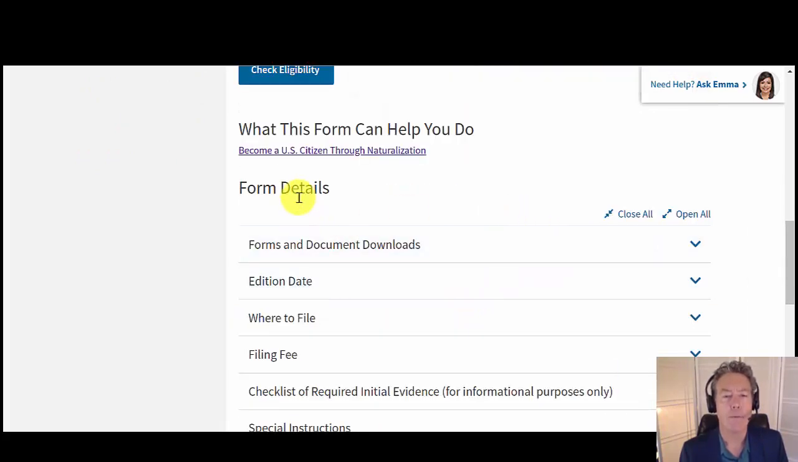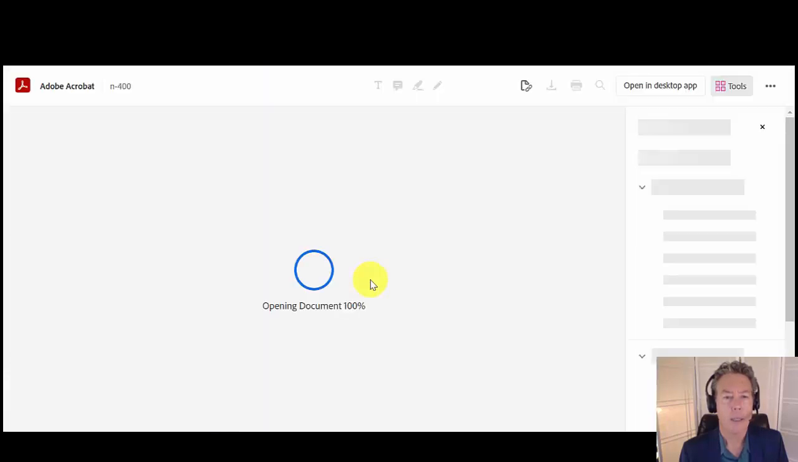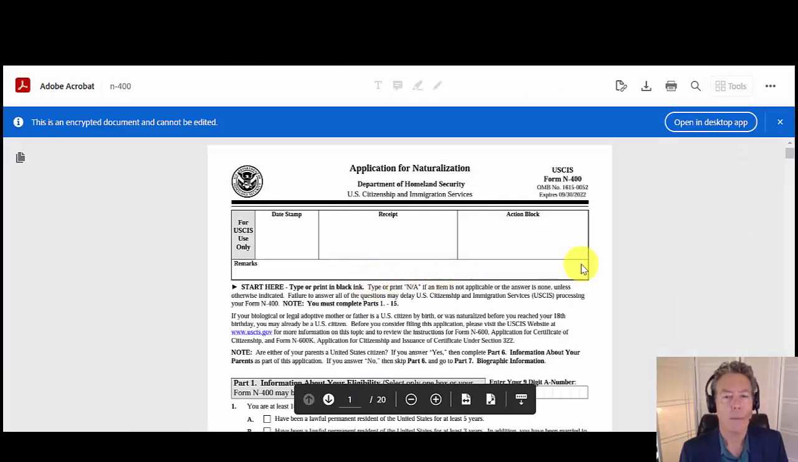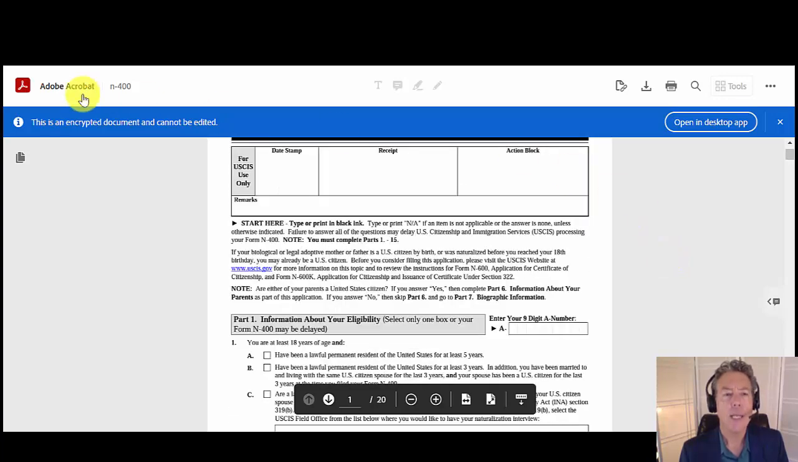And then we come down here to the form details, right? So you've got your form and document downloads, and here's the actual N400, right? So this is the actual form that we fill out. And you'll see here, this is an encrypted document and cannot be edited. Okay, well, we want to be able to edit this. We want to enter our data right into this. So we're going to open it in the desktop app, which is Adobe Acrobat.